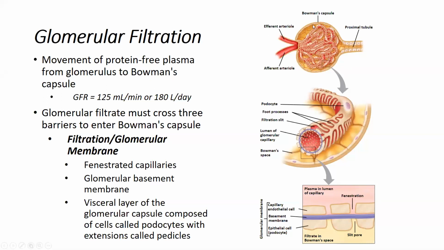If you look at this part, the Bowman's space is continuous with the first part of the tubule, which is the proximal convoluted tubule. So really what we have here is three layers of structures which are setting themselves up to allow certain things to come out of the blood and other things to remain behind.